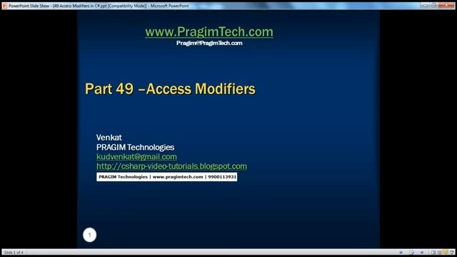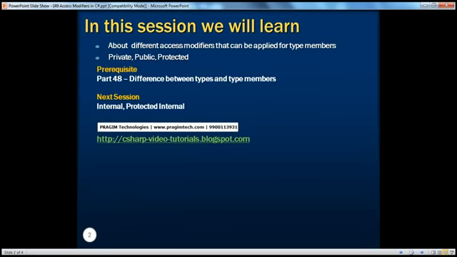I am Venkat. This is part 49, Access Modifiers. In this session, we'll talk about different access modifiers that can be applied for type members. For types themselves, you can only apply two different access modifiers, which we will be talking about in a later session. In this session, we'll also talk about private, public, and protected members in great detail. And in the next session, we'll be talking about the other two access modifiers, internal and protected internal.